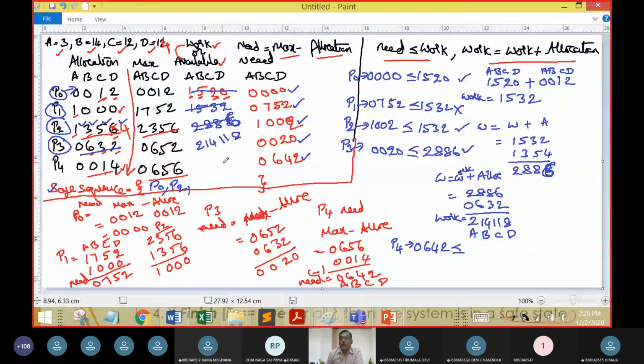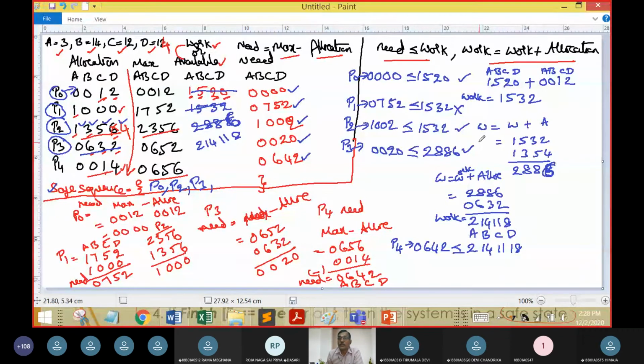What is the work value? Work value was 2, 14, 11 and 8. So whether 0 is less than 2, whether 6 is less than 14, whether 4 is less than 11, whether 2 is less than 8, all the conditions are true. If all the conditions are true, what do I have to do? Work is equal to work plus allocation.